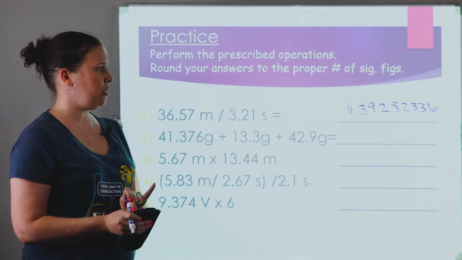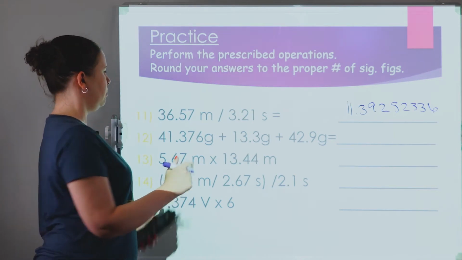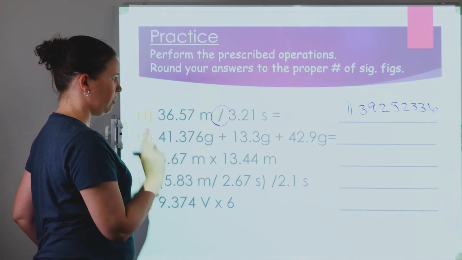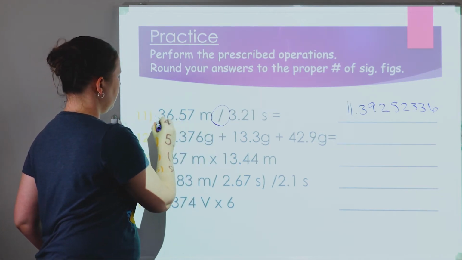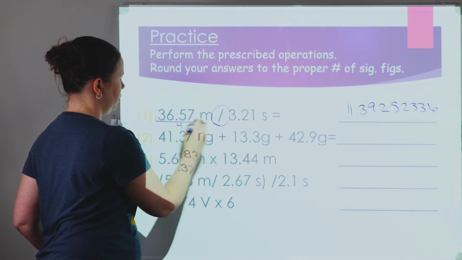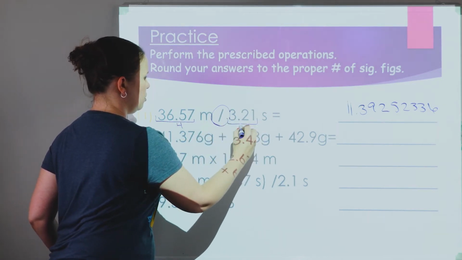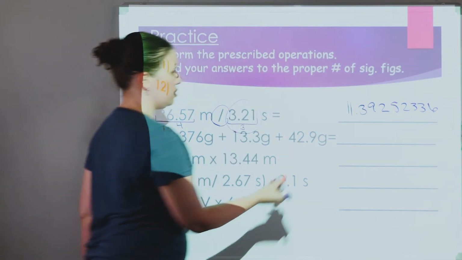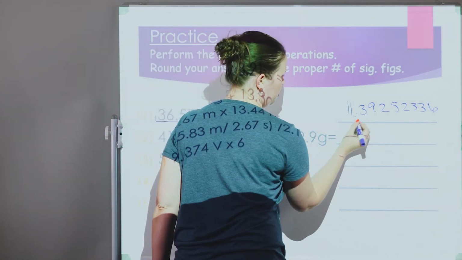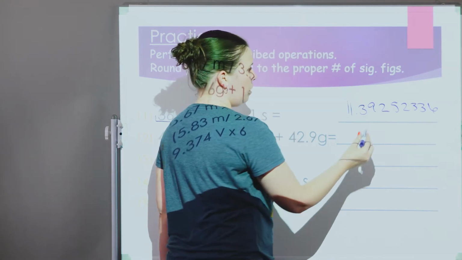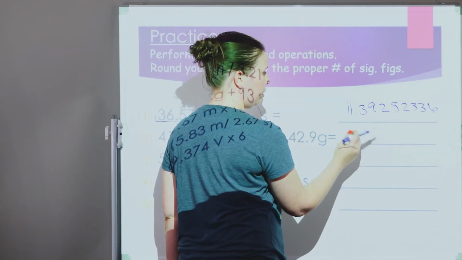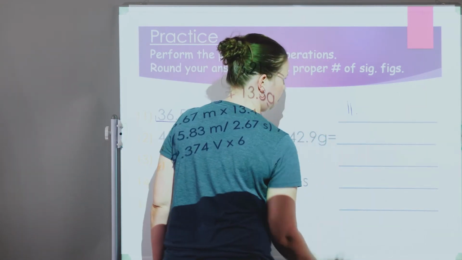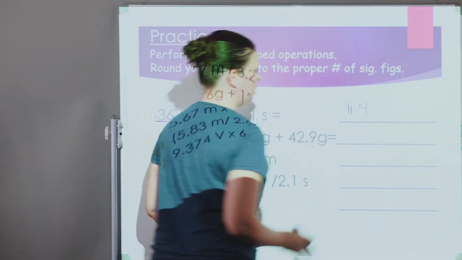What we have to determine is where to round that. So this is multiplication and division. I'm going to go by the least number of significant figures. So here I have 4 significant figures versus 3 significant figures. So the least number is 3 significant figures. So I'm going to keep 1, 2, 3 digits. But we do have to check, would the 9 round up the 3? And yes, it would. So it's 11.4.